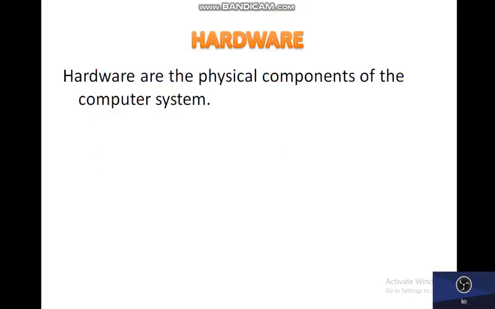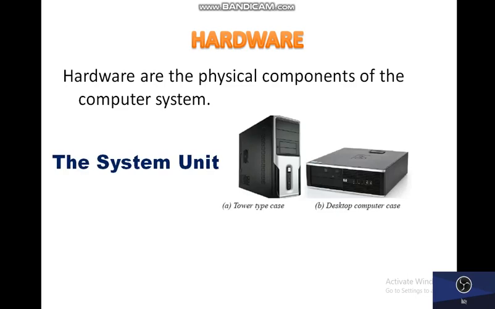Hardware are the physical components of the computer system. These are the parts of the computer system that you can always feel, you can touch, you can move about. It is made up of all the components of the system like your monitor, your keyboard, your mouse, and so on and so forth. That is hardware. Let's look at some examples of hardware.